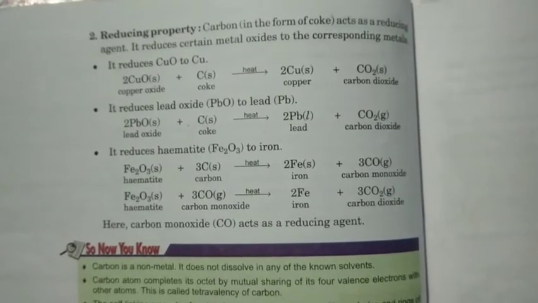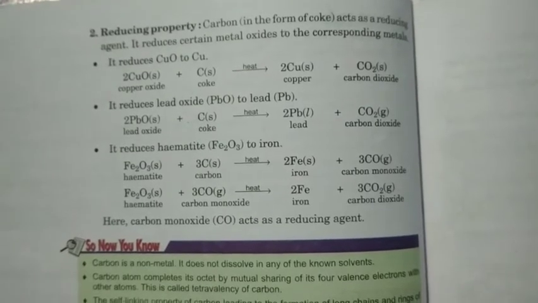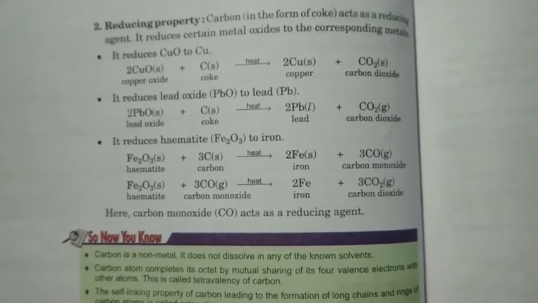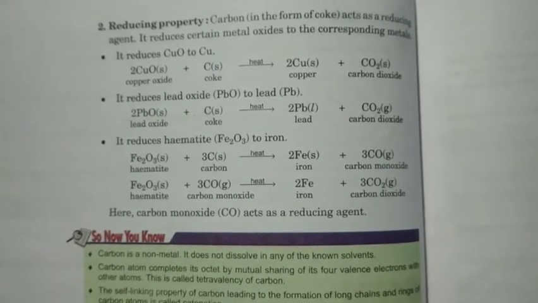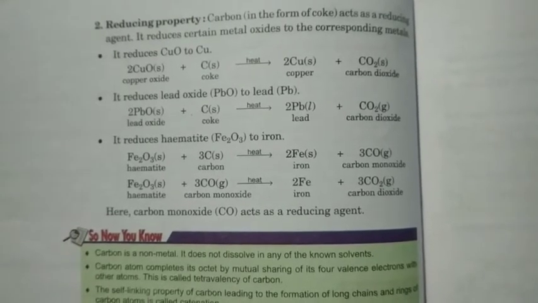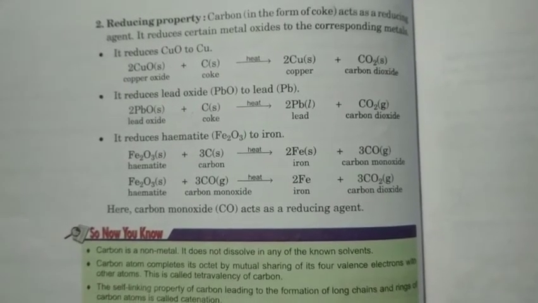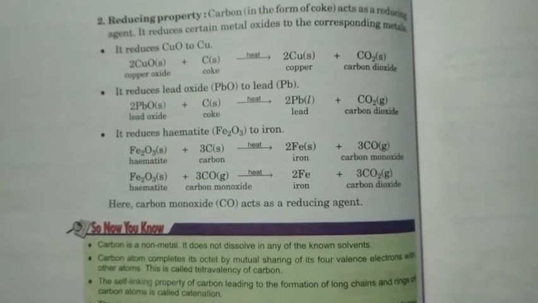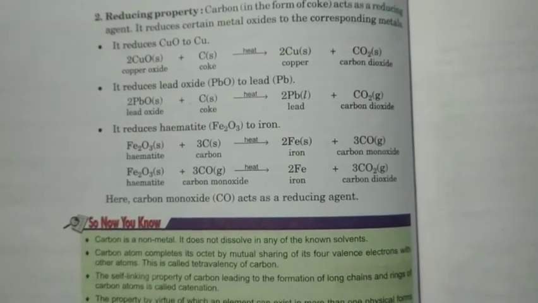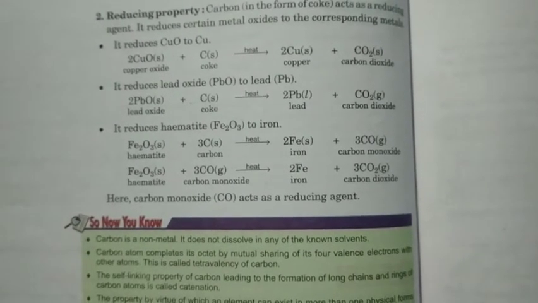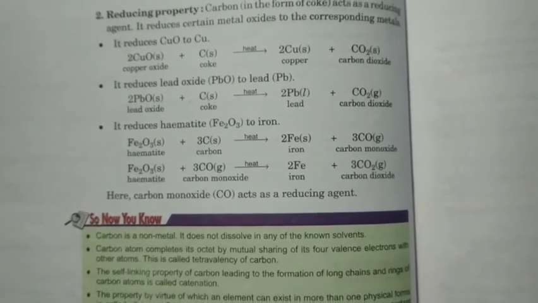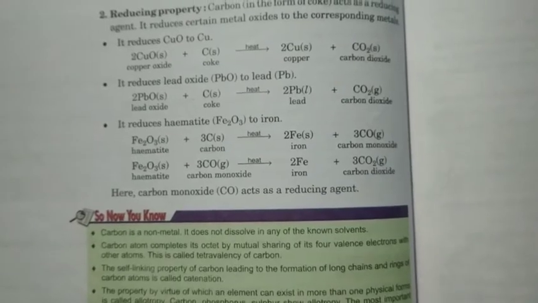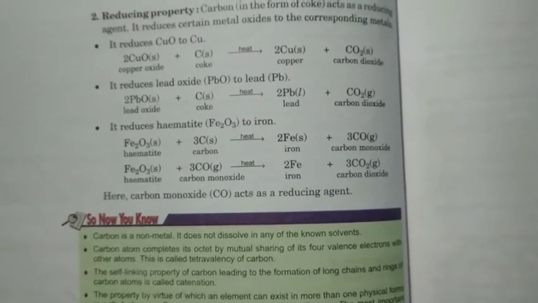The second chemical property is reducing property. This is a very good reducing agent. Carbon is a strong reducing agent. It reduces metallic oxides to corresponding metals, metallic sulfides to sulfides and water to hydrogen. These reactions occur at high temperature. You can see here it reduces copper oxide to copper. What happened? Metallic oxides to the corresponding metals.